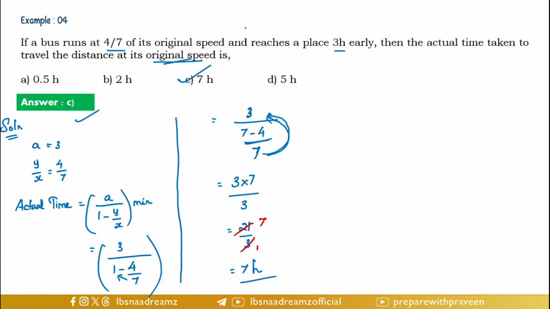See, remember, they have given 3 hours and here the answer also they have given in hours. So we are not converting anything. So we are just applying the value to the formula, right? So the actual time taken to travel the distance is 7 hours. Okay.